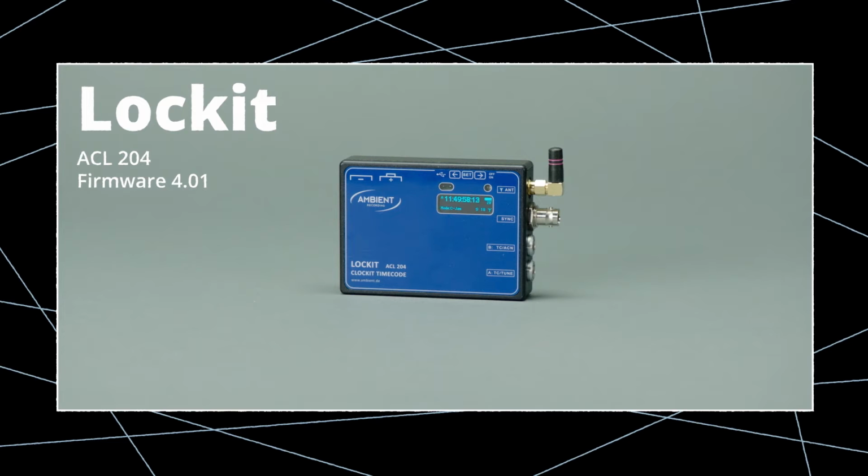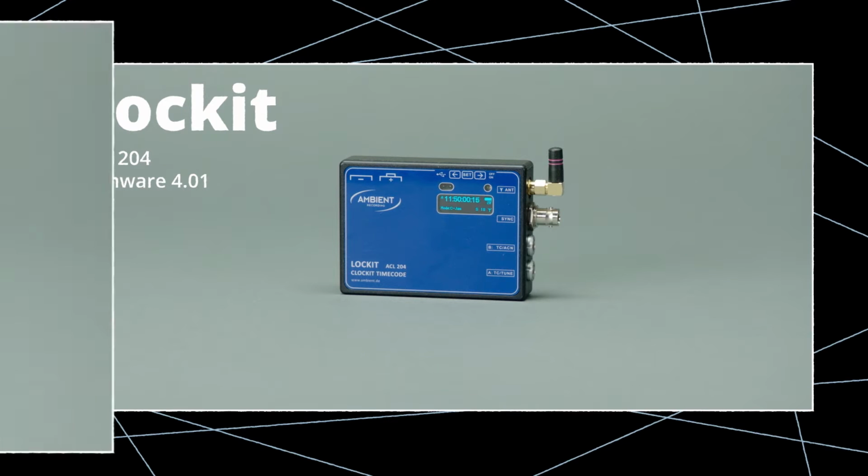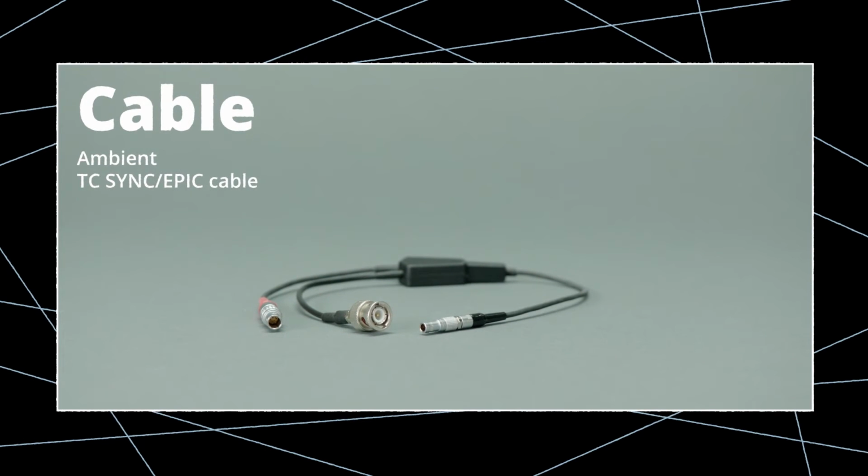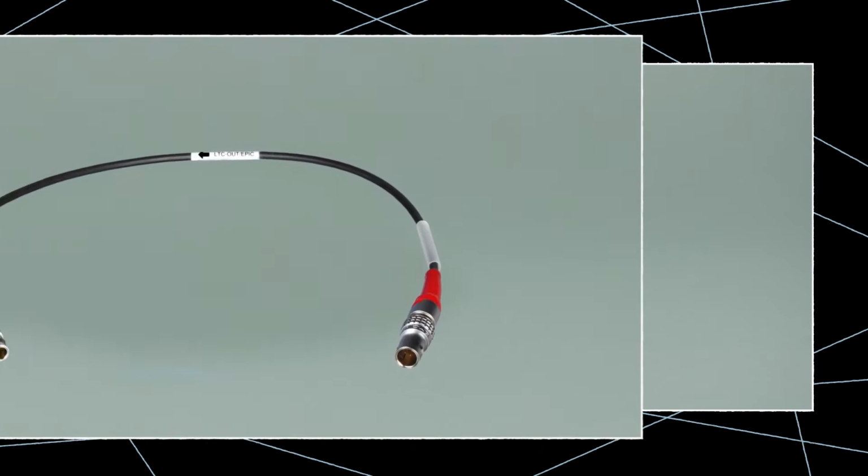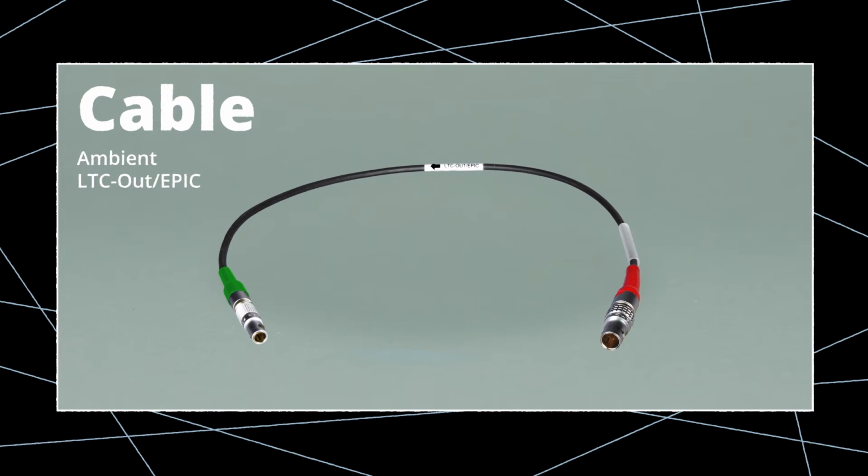But use the ACL204 for syncing the camera when doing longer shots. If Genlock syncing the unit, use the TC Sync Epic cable. And if you only need timecode, the LTC Out Epic cable will do.